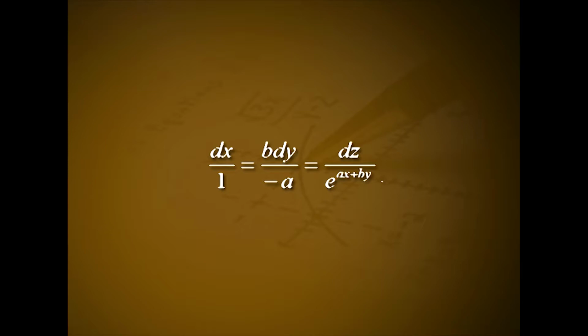The above results can be derived by using Lagrange's linear equation method. For example, let 1/(D - (a/b)D') e raised to ax plus by = z. That is, p - (a/b)q = e raised to ax plus by. The auxiliary equations are dx/1 = b dy/(-a) = dz/e raised to ax plus by. The solutions of these equations are ax + by = c1 and z = x e raised to c1, or z = x e raised to ax plus by.